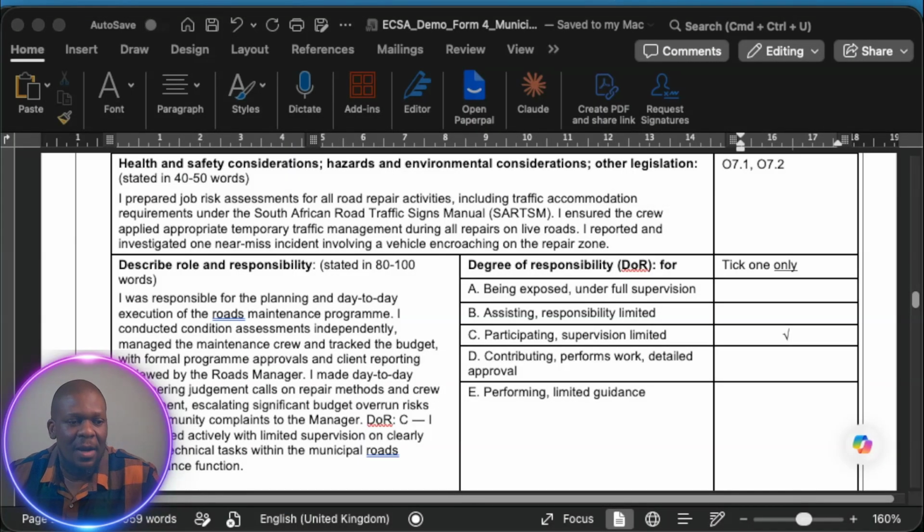All right, now, can you see my screen? Please confirm. All right, thank you. You can see my screen.